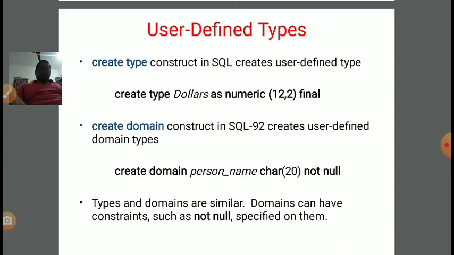Similarly, we can use the create domain construct in SQL-92, which creates a user defined domain type. For example, create domain, space, person name, space, char 20, not null. Types and domains are similar. Domains can have constraints such as not null specified on them, right?